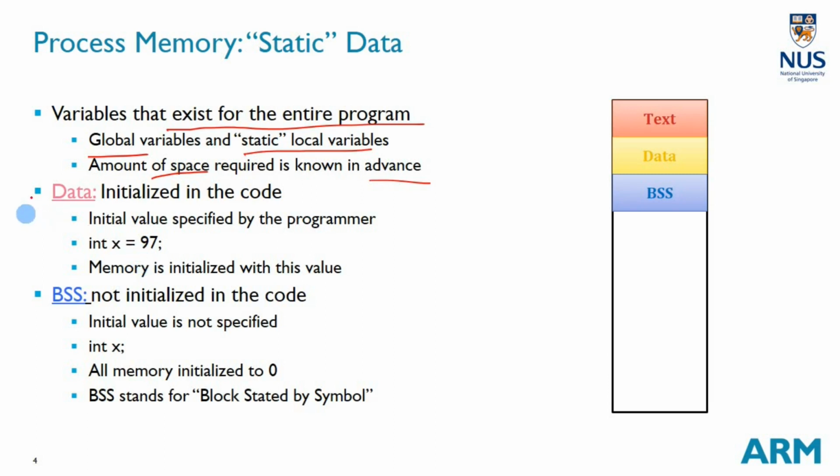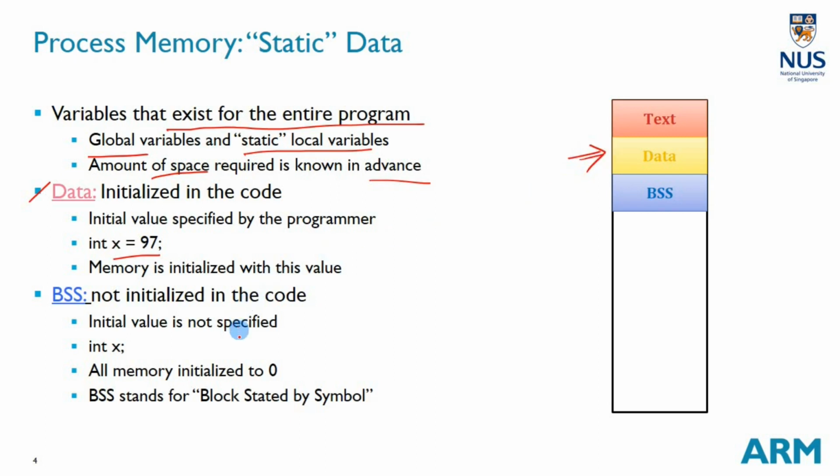Firstly, what is called the data section, and the data section is basically where you have variables where the initialized value is known. So there is, for example, integer x equals 97. So in the code itself, we specify the initial value. So in that case, variables like x will go into the data segment of the memory.